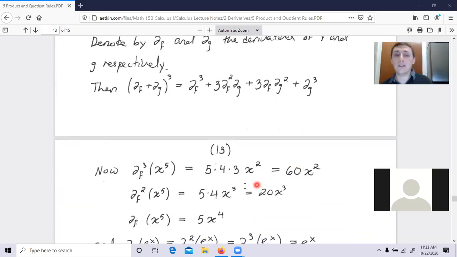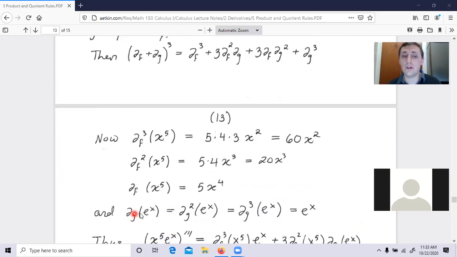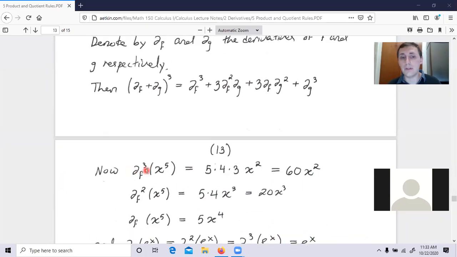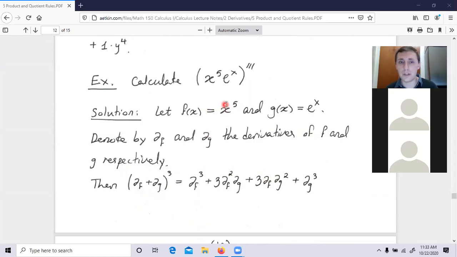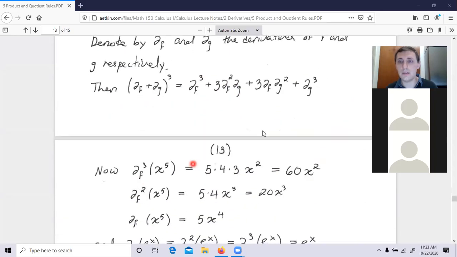So here let's take inventory. Essentially, the derivatives of e to the x are all the same, right? So this is my g, and its derivatives are all the same. For f, the first derivative of x to the 5 is 5x to the 4. The second derivative is 5 times 4x cubed, which is 20x cubed. The third derivative is 5 times 4 times 3x squared, which is 60x squared. So this part is understood. This is f, and that represents the derivative of f.